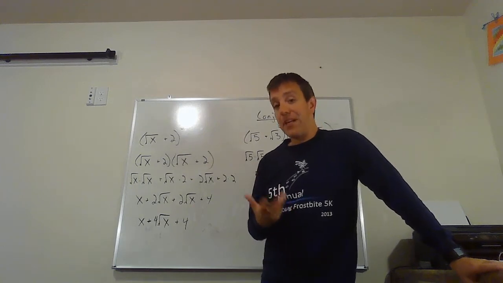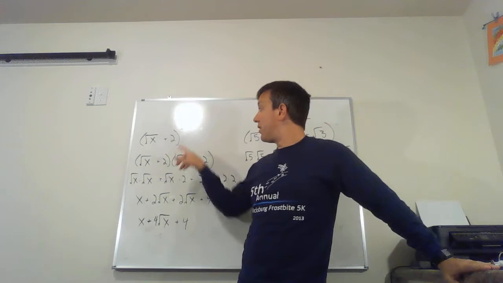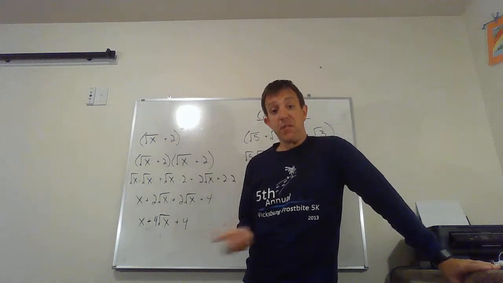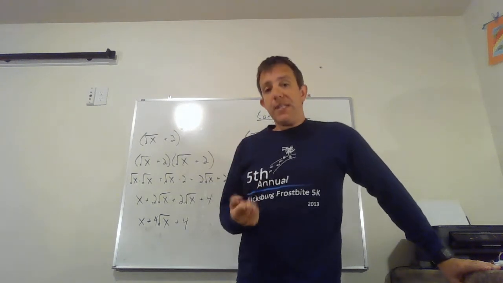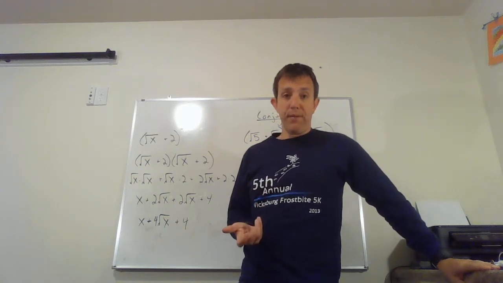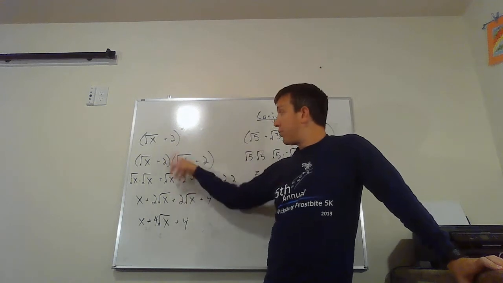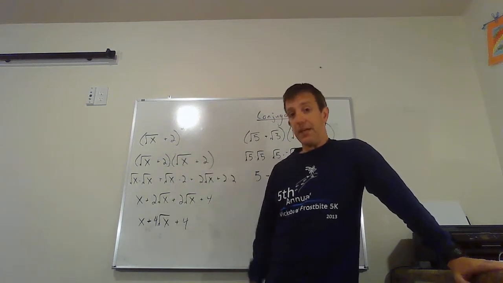So a lot of times, and I'm not even going to write it down because I just don't even want to see this, it's just really wrong. But a lot of times people will square both of those and tell me that the answer is x plus 4. Unfortunately, that doesn't work. The reason it doesn't work is because remember when you square something, you are multiplying it by itself. So in this case, I have the square root of x plus 2 squared, which means I'm multiplying those two sets of parentheses, multiplying it by itself.